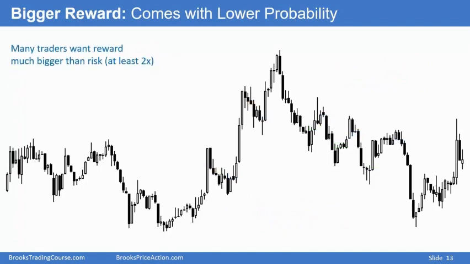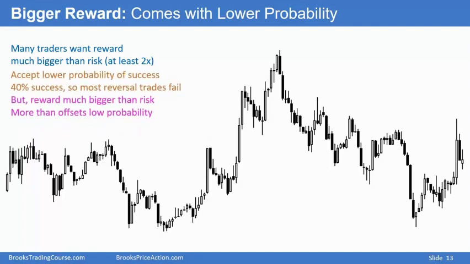A lot of traders like to take trades where the reward is much bigger than the risk, at least twice as big as the risk. Whenever you have a very strong risk-reward profile like that, a reward twice as big as the risk, you always have a relatively low probability. There has to be a reason for some institution to take the other side of your trade. If you have very strong risk-reward, you have to have lower probability because that institution taking the other side needs something. If they have bad risk-reward, they have to have pretty good probability.